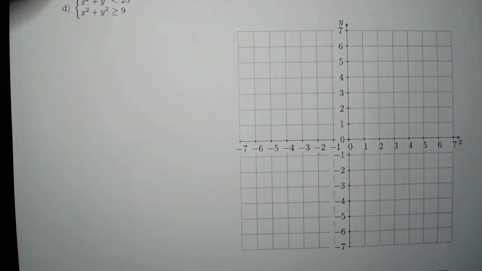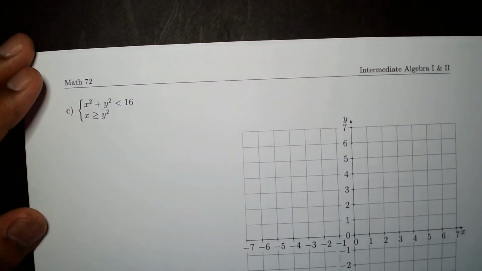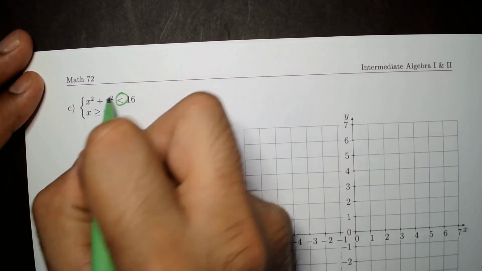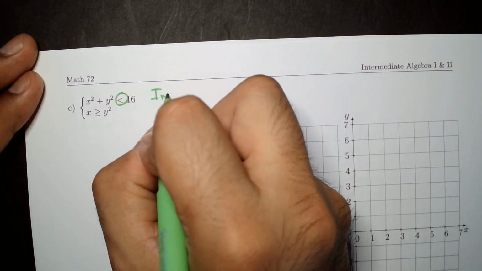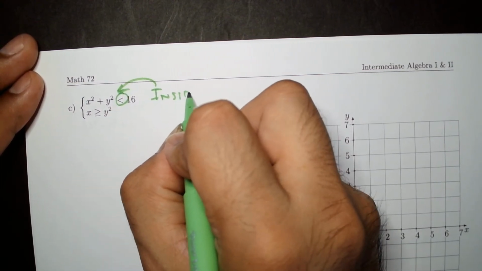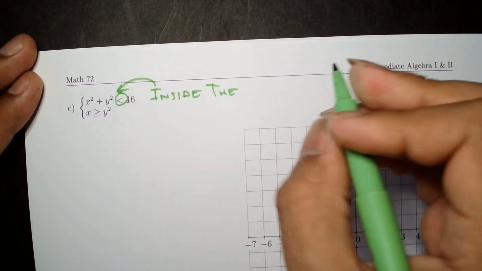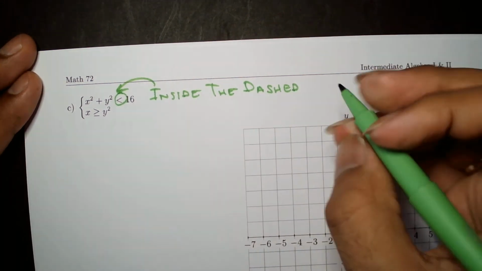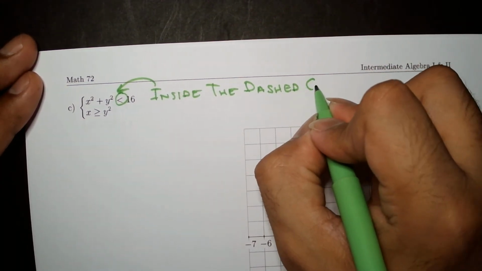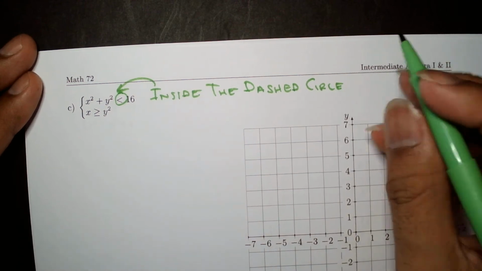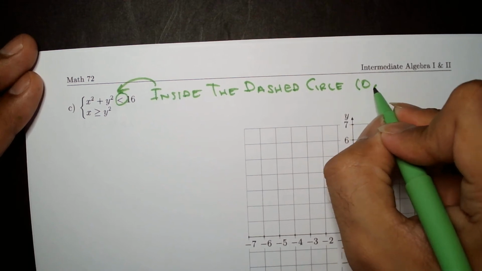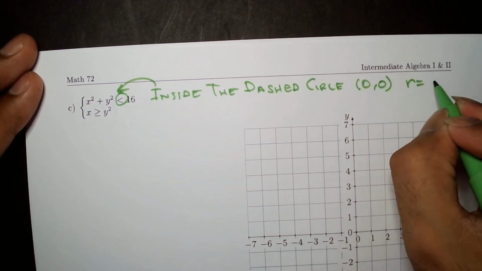Let's do another example. So in this case, what are we going to have? So number one, this one, okay, another circle, and that's inside the dashed circle, center at the origin, and radius equals 4.